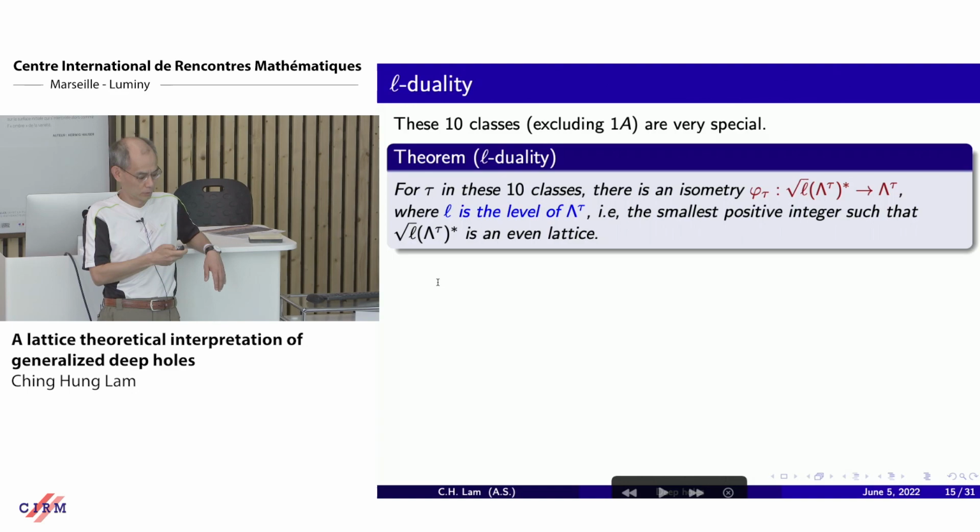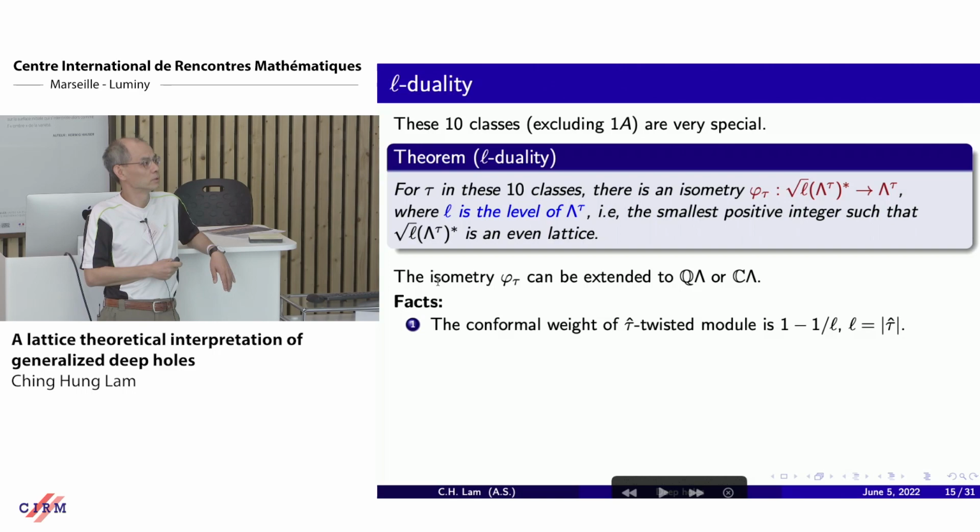So well, this assumption can be lifted to Q times the Leech lattice or even the complex times the Leech lattice, but basically Q times is enough. Okay, so by just checking, because it's 10 cases, you know the conformal weight of the twisted module will be basically 1 minus 1 over L. And then this essentially means your beta must be, beta over 2 must be 1 over L plus Z.